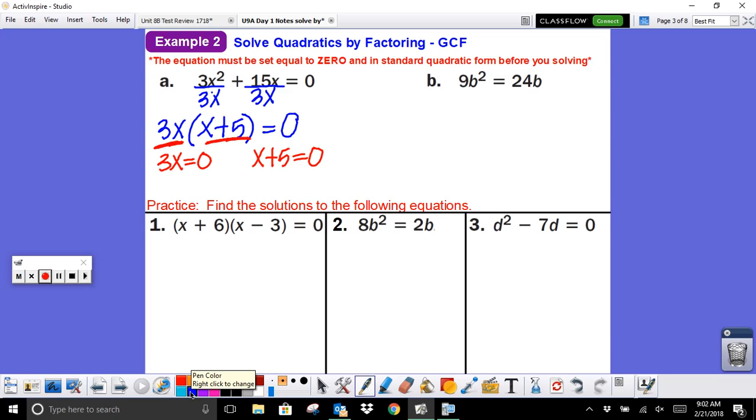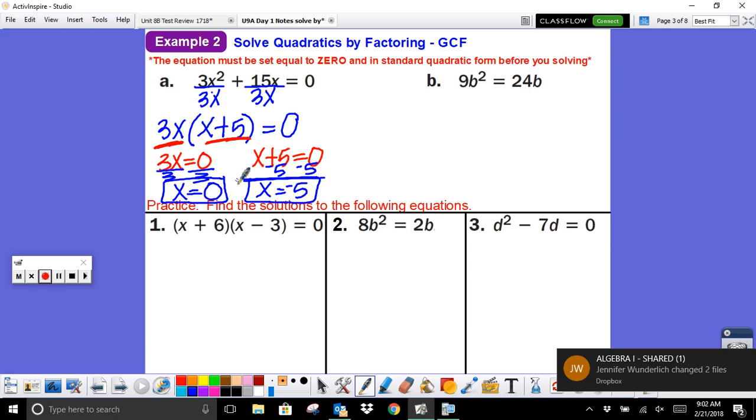Okay, so to solve for x here, I'm going to divide by 3. Well, 0 divided by 3 is 0. So there's one solution. Over here, I'm going to subtract 5. So x equals negative 5. So that is where this graph would cross the x-axis, at negative 5 and 0.